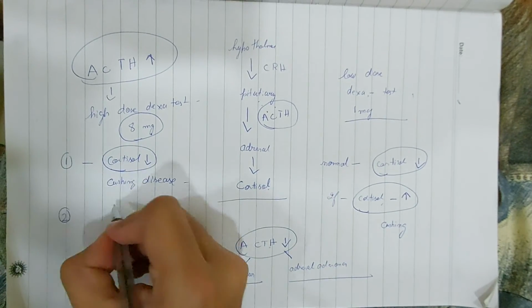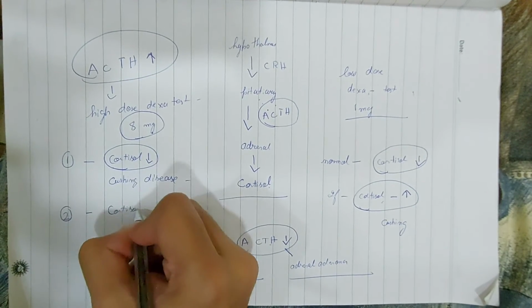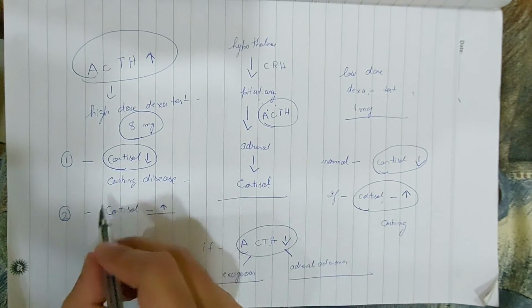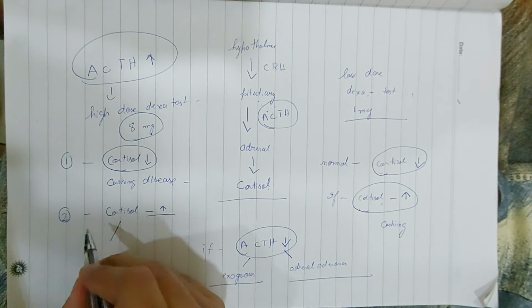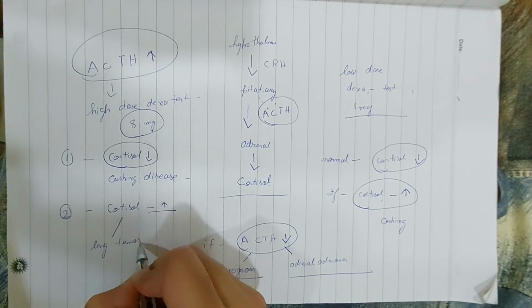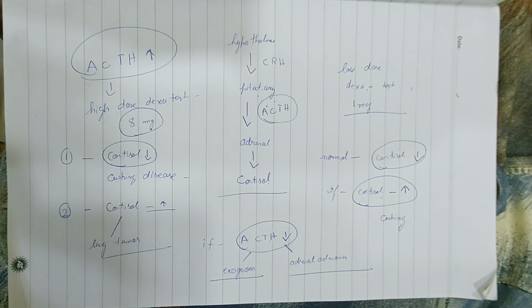However, if the cortisol levels are still not suppressed after the high dose DEXA test, then it can be a lung tumor. That's all for the low dose and high dose dexamethasone test.